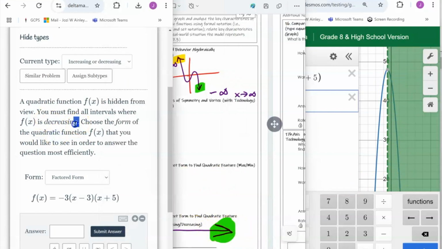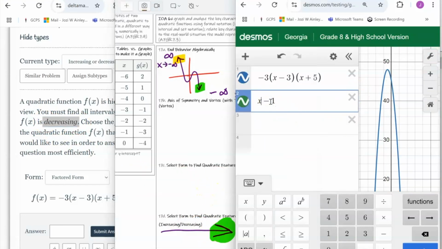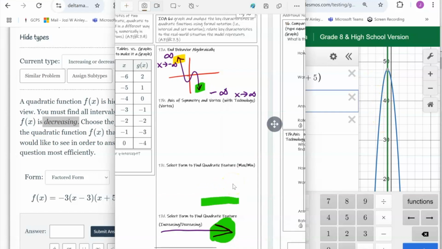Let's say that the question wasn't asking where it's decreasing, but where it's increasing. So where is this increasing? Again, you start with the axis of symmetry. Excuse me. And then you say, where is it increasing? So it's increasing on this side. So I want to say that it's increasing on my left side.